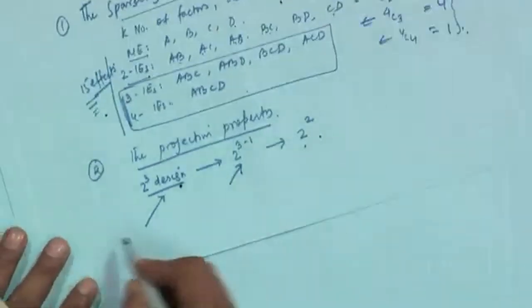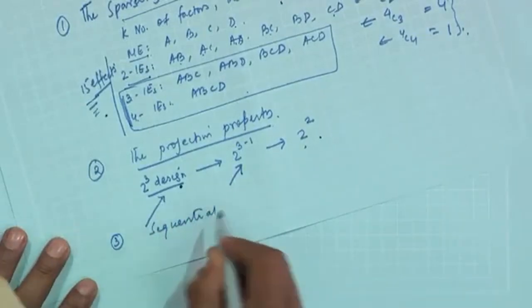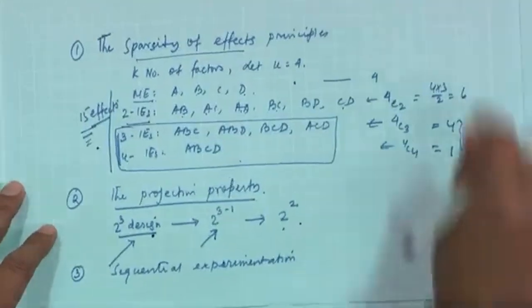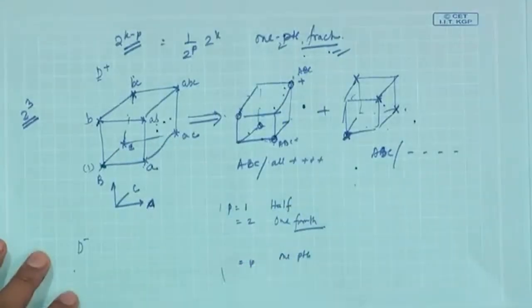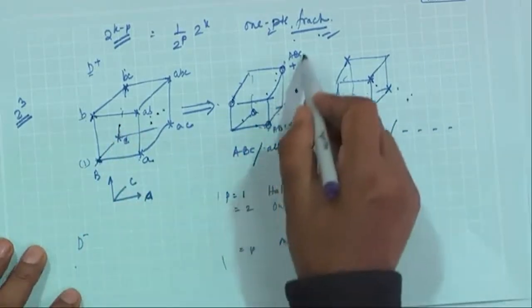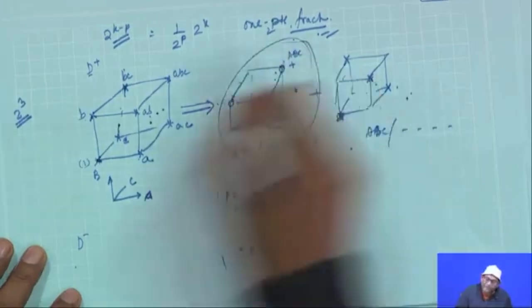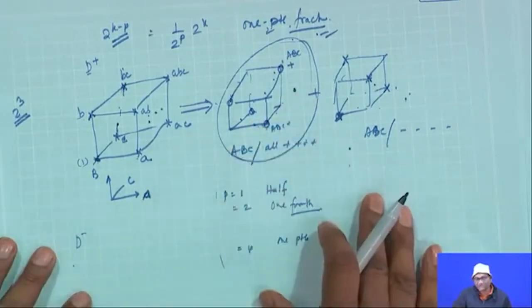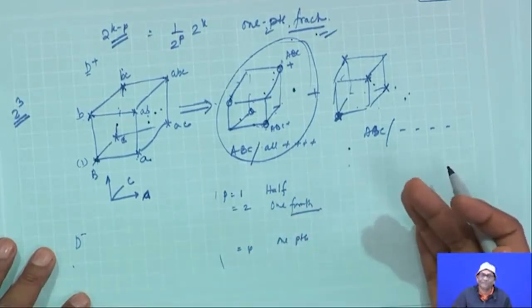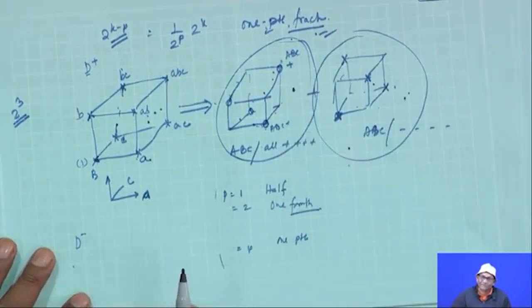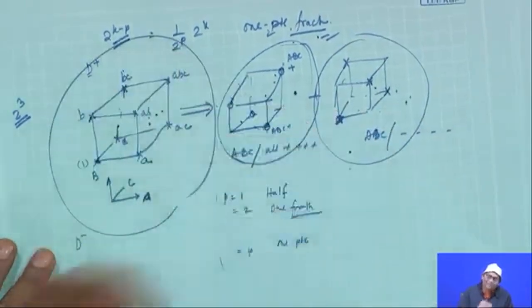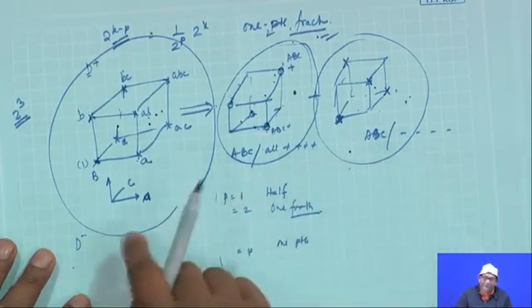And the third property is sequential experimentation. What does sequential experimentation mean? Here, this 2 to the power 3 design you split into 2 to the power 3 minus 1. Say you have done the experiment with the first half and you got some results, but you may not be happy. In that case, you require conducting another experiment. So you consider the second part. After conducting the second part of the experiments, when you combine the two, you have the full design. So, this is the usefulness.